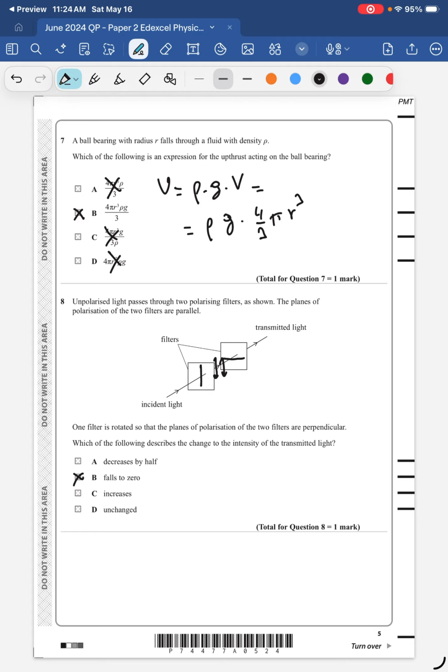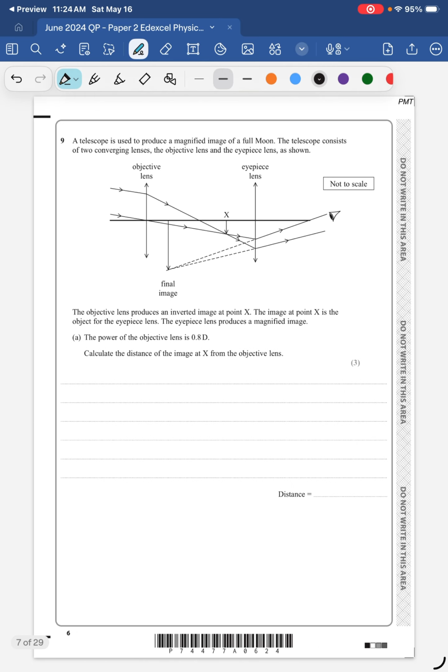So this was the multiple choice section. Let's move on to the next question, which is not multiple choice. Question 9. A telescope is used to produce the magnified image of a full moon. The telescope consists of two converging lenses, the objective lens and the eyepiece lens as shown.